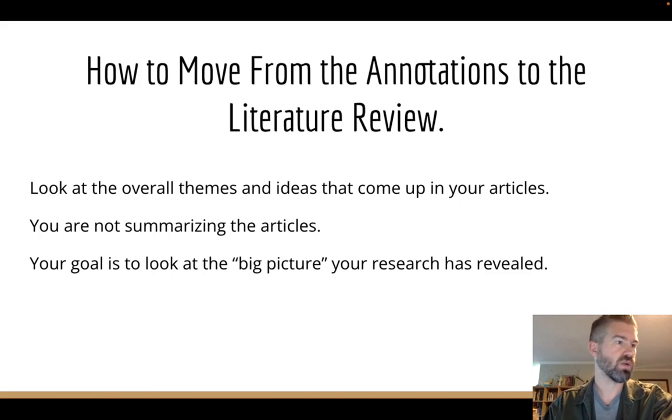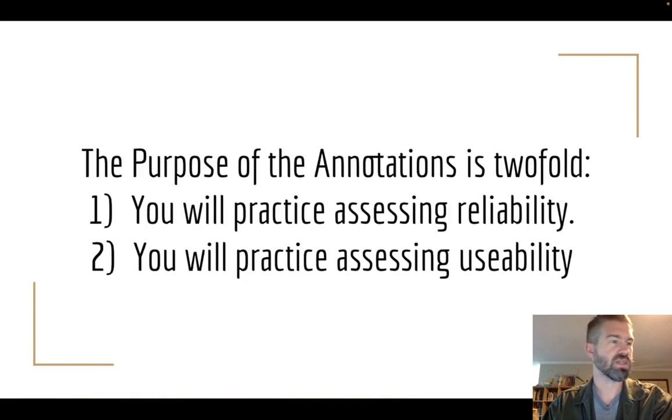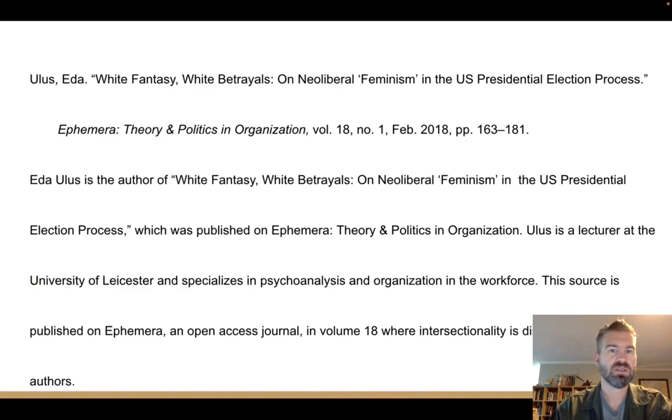So let's just real quick look at one, and then I'll end this video and I'll do a second one for the other part of the research project. So here's an example from a student several years ago. We can see here they've got their MLA Works Cited, and then they start out with the author. Etta Olis is the author of White Fantasy, White Betrayals on Neoliberal Feminism in the U.S. Presidential Election Process, published by Ephemera, etc. Olis is a lecturer at the University of Leicester and specializes in psychoanalysis. So that helps, right? So we've got the article, and we've got who the person is.